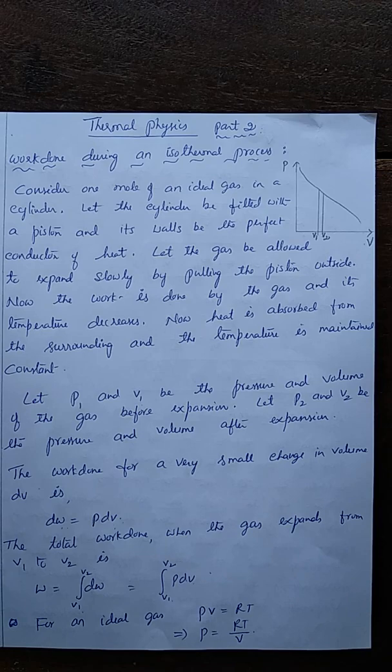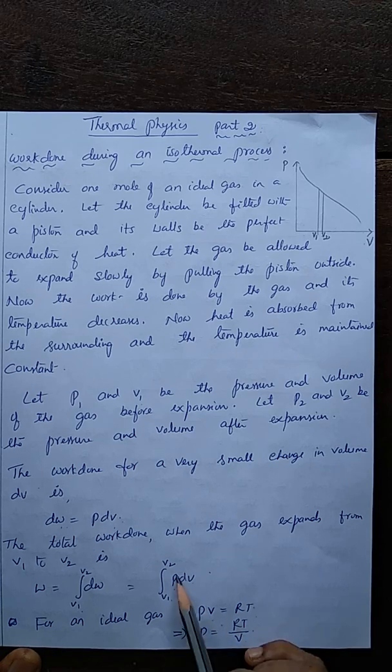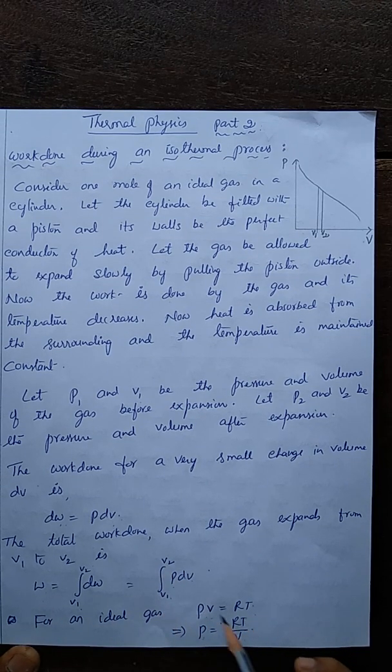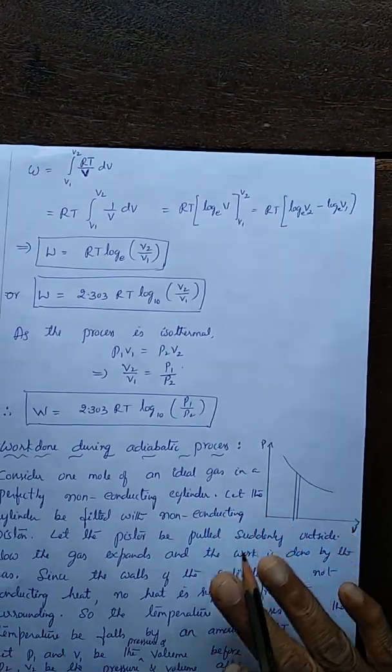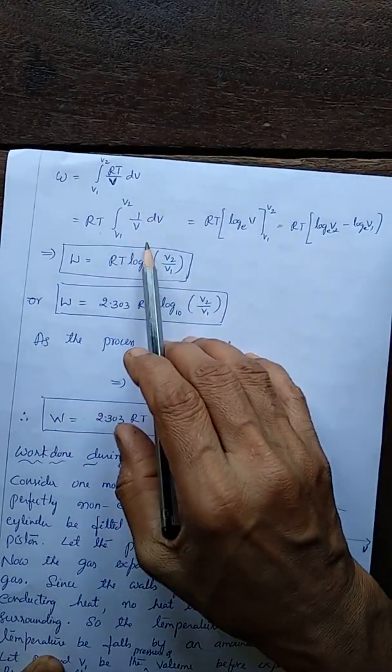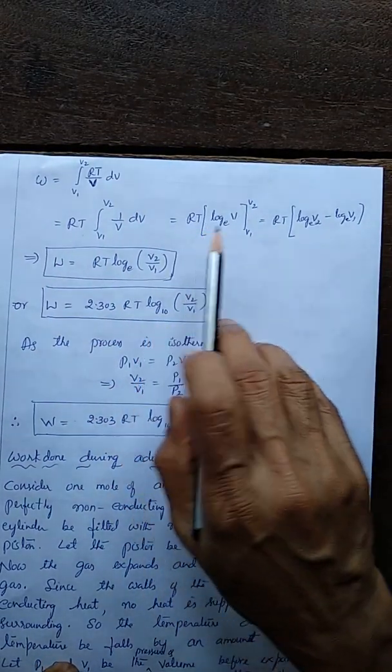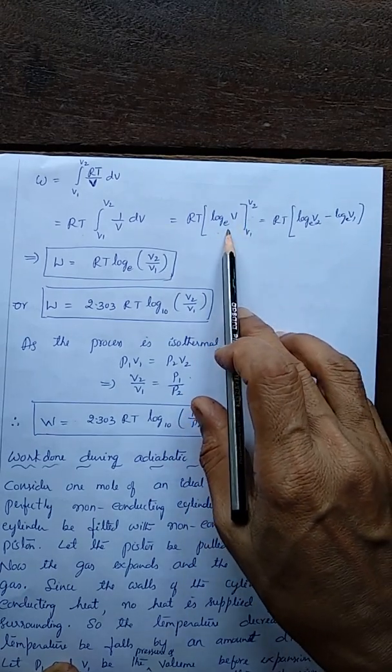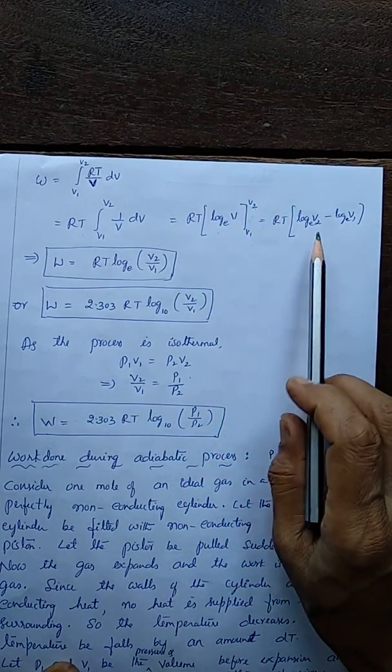The gas is the ideal gas. So, the ideal gas equation, PV equal to RT. From this, we can write P as RT by V. Now, substitute P as RT by V in this equation. So, we get W as integration of RT by V dV between the limits V1 and V2. Now integrate. See here, RT is constant. Keep it outside. Integrate 1 by V. Integration of 1 by V is ln V or log V with base e. Limits V1, V2. Apply the limits.